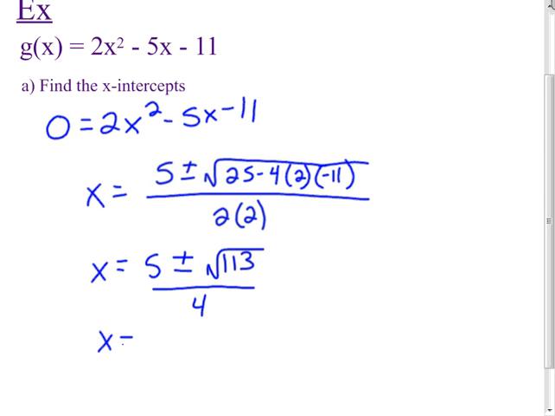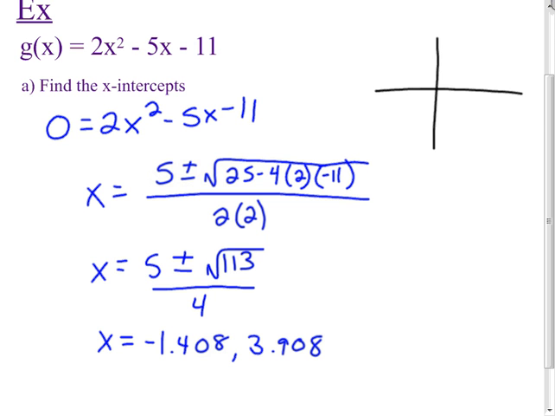I approximate this. I get x equals -1.408, going 3 decimal places if you need to round, and 3.908. So what I just calculated were my x-intercepts. If I were to graph this, it is going to be crossing my graph at -1.4 and at 3.9. So there are my two x-intercepts. Okay, so that's the initial part. What is this calculating? How do I find it? You've done that before.